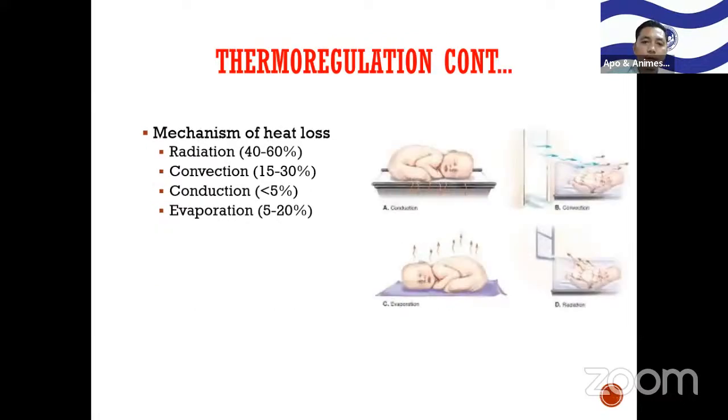As for the mechanism of heat loss, heat loss in babies occurs by radiation, convection, conduction, and evaporation. Most heat is lost through radiation, followed by convection, while conduction and evaporation are comparatively less. But when the baby is in the OR and any compartment or body cavity is open or exposed, heat loss may be high through evaporation.